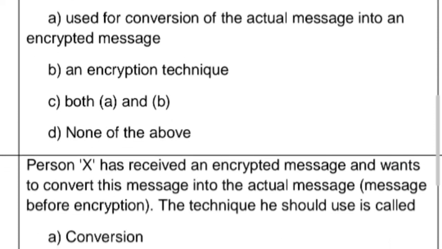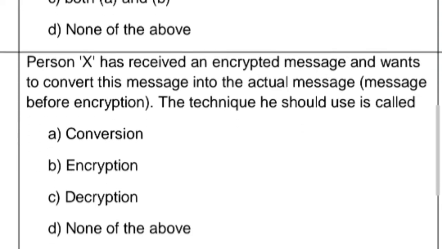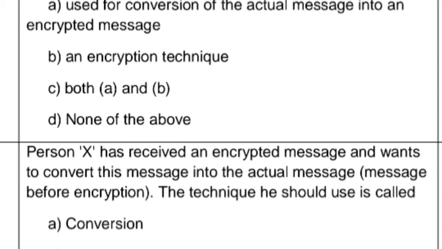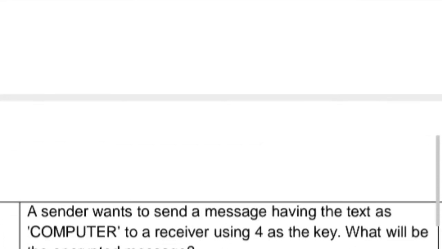It is used for conversion of actual message into encrypted message, or an encryption technique, or both A and B, or none of the above. So, it is both an encryption technique and used for converting the actual message into encrypted message. So, answer would be C, that is both A and B. Next question is, person X has received an encrypted message and wants to convert this message into the actual message before encryption. So, the technique he should use is known as decryption. Converting back to the original message is known as decryption.